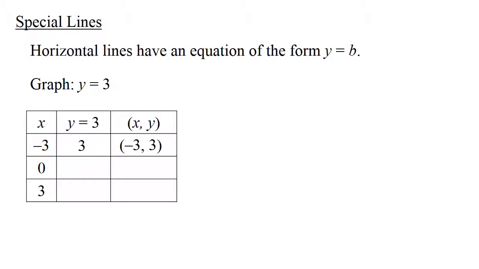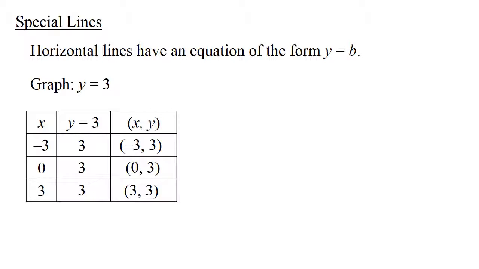What if x is 0? Well, again, y is 3. So y is always 3. So 0, 3. What if x is positive 3? Well, again, y is 3. So when x is 3, y is 3. Notice the y value is always 3. That's what the equation is telling you.